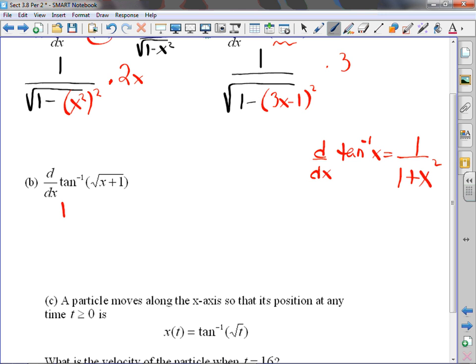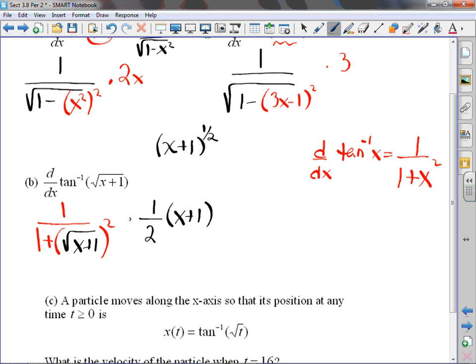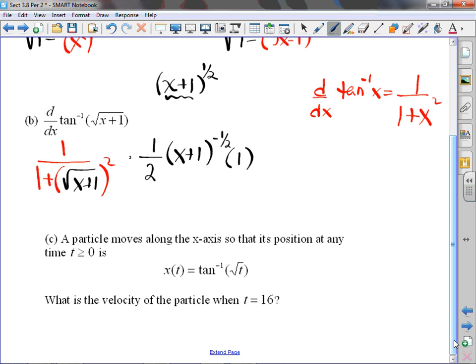So what's this going to be? 1 over 1 plus x squared. What's the x? It's the square root of x plus 1. Times, now I have to do the derivative of this, which is x plus 1 to the 1/2. I'm just showing my work. 1/2 x plus 1 to the what? Negative 1/2 times the derivative of the inside one, which is just 1. So just leave it. Wait, why is the 1 at the end? Because it's the derivative of the inside function right here.